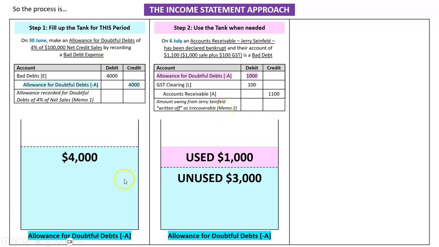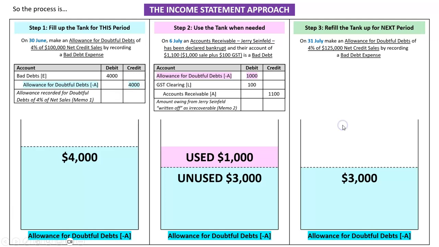So we filled the tank up, step 1, with 4,000. We used up 1,000, so now there's 3,000 left. And then at the end of the month, let's say we didn't use any more of it. No one else went bankrupt. But what we do is on the 31st of July, we're going to make an allowance for doubtful debts of 4% of net credit sales this period. And let's say net credit sales this period was 125,000.